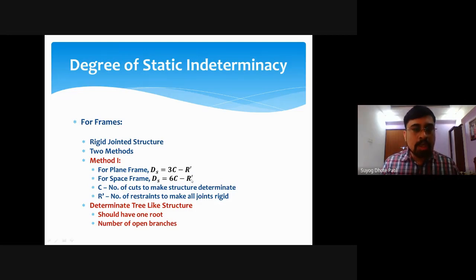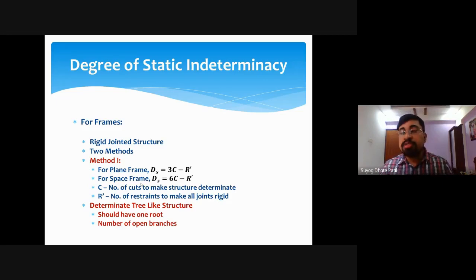For a plane frame, ds is equal to this formula, and for a space frame, ds is equal to this formula, where C is the number of cuts to make the structure determinate, and R dash is the number of restraints to make all joints rigid. Now, the second method, or second procedure.